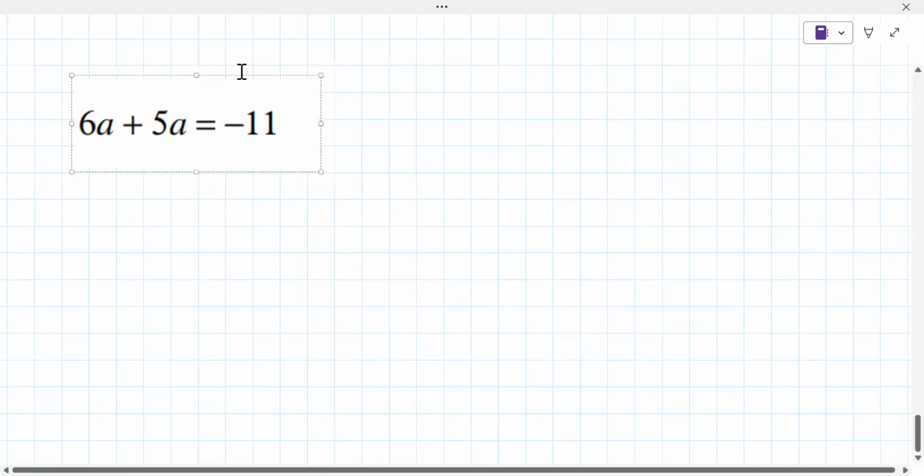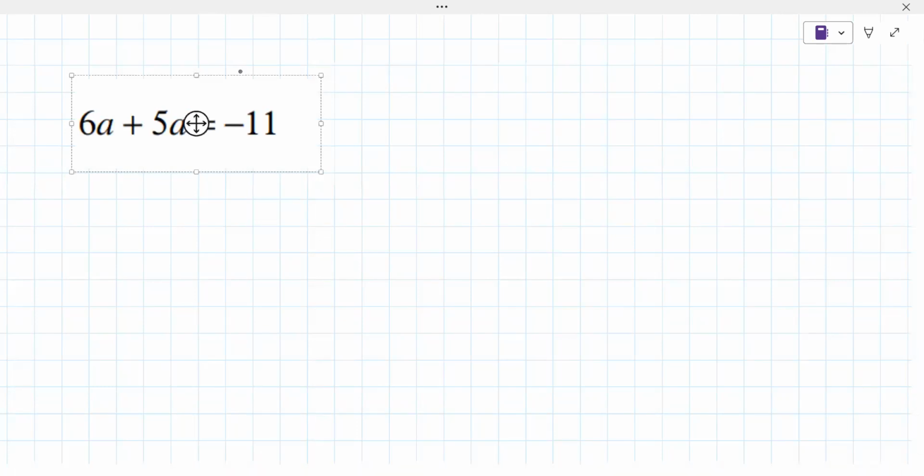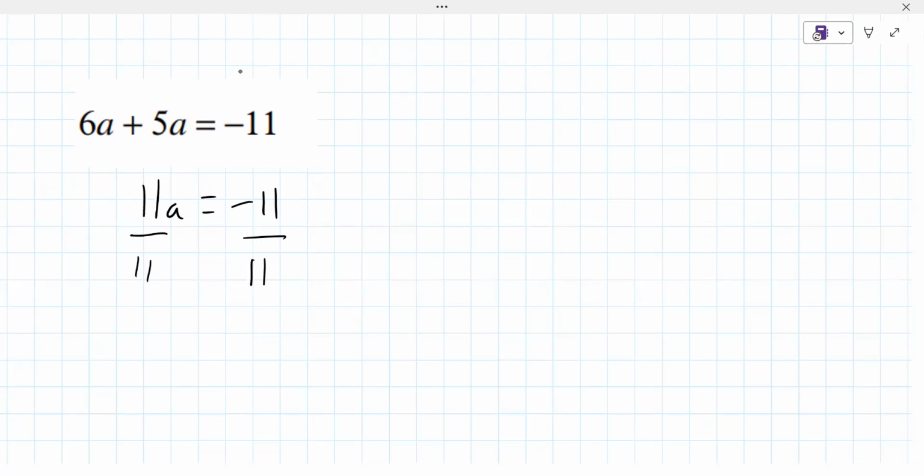Would you divide them by regular, positive 11? 11a equals -11. Yes, you divide both sides by the number in front of a. Oh, I was confused. So just 11. I thought that was the total answer for a second. Okay, and then it would just be negative a equals -1. Yes.